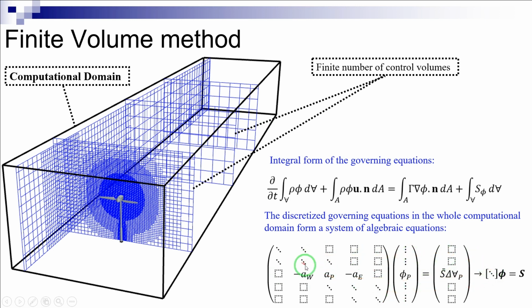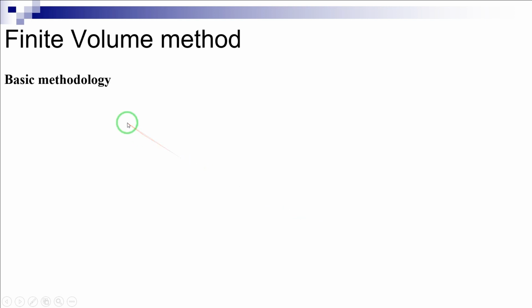The general workflow of the finite volume methods is presented here for a CFD simulation of a horizontal axis wind turbine.